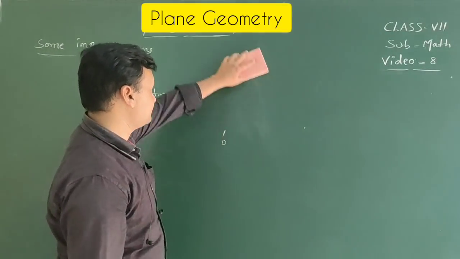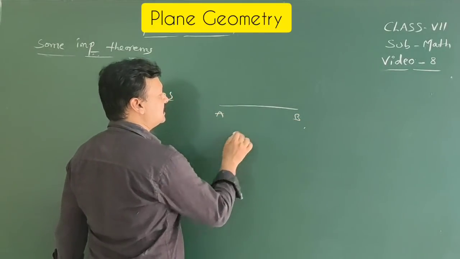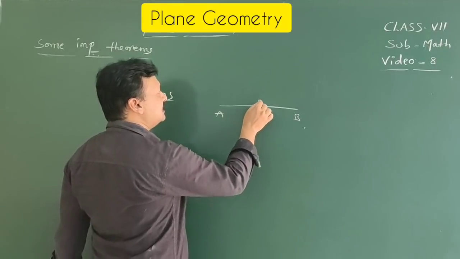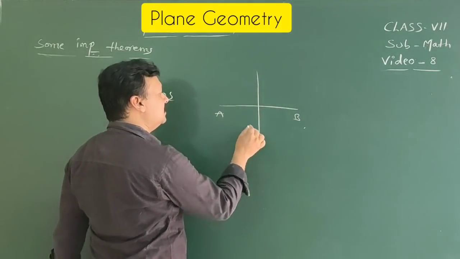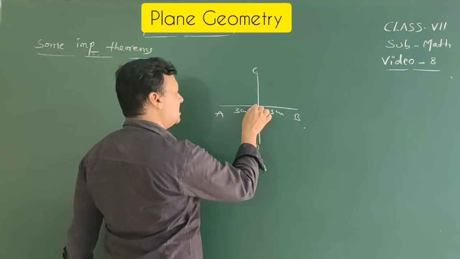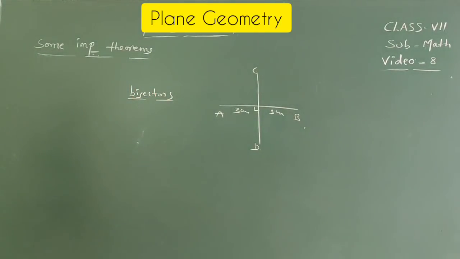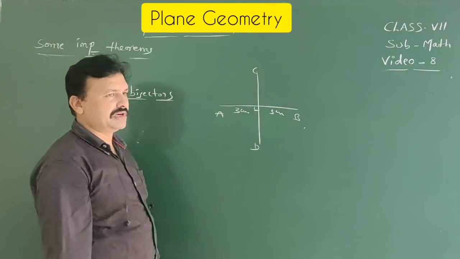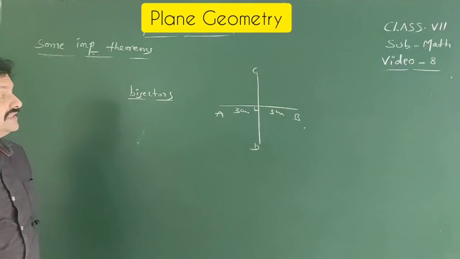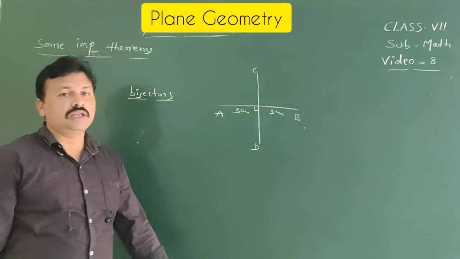Perpendicular bisector means, now AB is 6 centimeters. CD divides AB into equal parts and makes an angle of 90 degrees with AB, and is called a perpendicular bisector. Bisector means CD divides AB into two equal parts. Perpendicular bisector means CD divides AB into two equal parts and makes an angle of 90 degrees with AB.